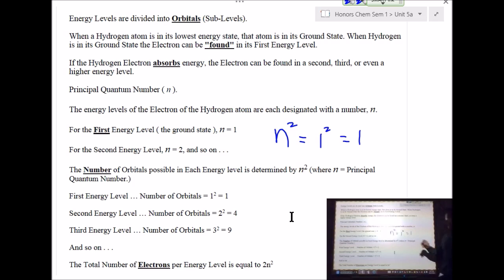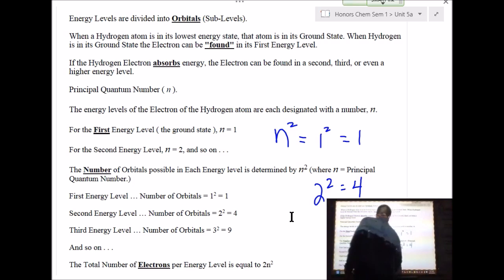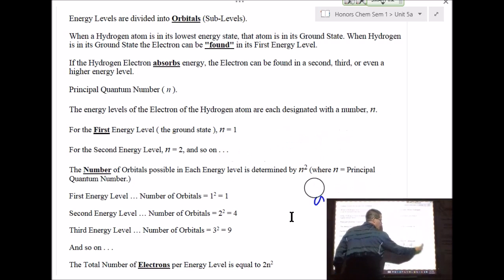In the second energy level, if I do 2 squared, that equals 4. And so on and so forth. So if I had 3 squared, that's 9, 4 is 16, 5 is 25, etc., etc. Okay? So that's what that represents, if you see N squared.